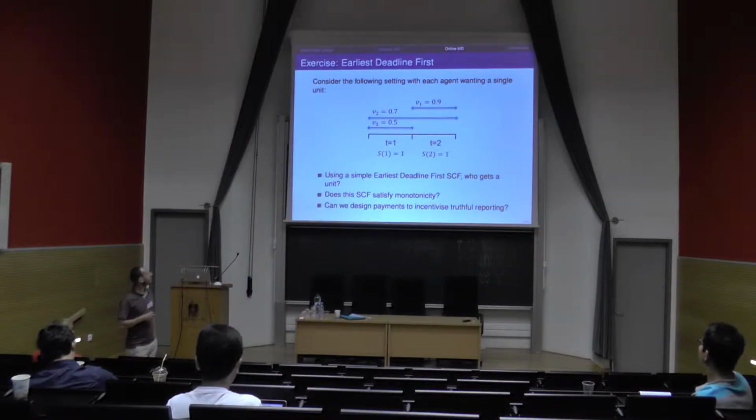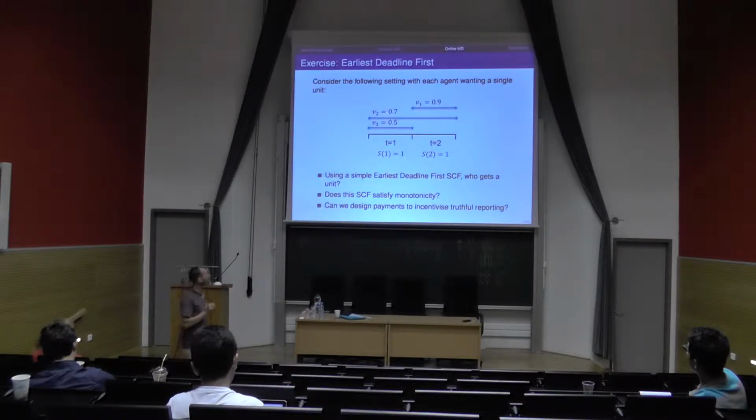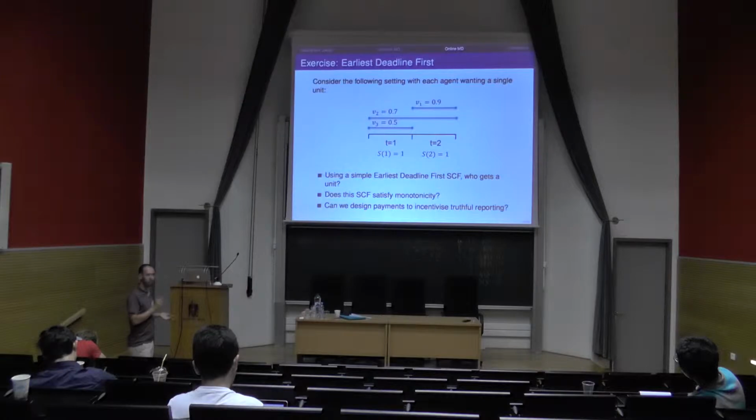We already said that this guy can easily manipulate in order to get this item. But if the payment is too much, so that he doesn't want the item, he wouldn't want to manipulate. So the question is, can we still find payments where this whole thing is truthful? And the answer is obviously no.